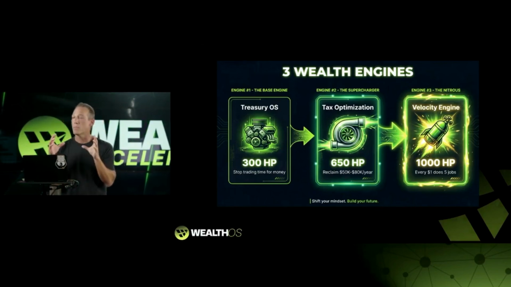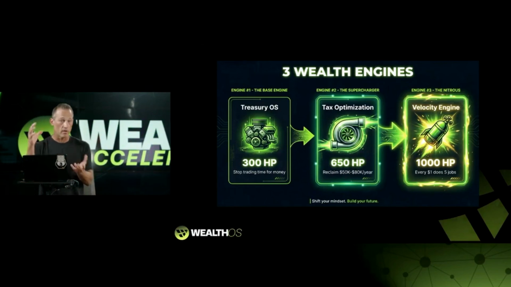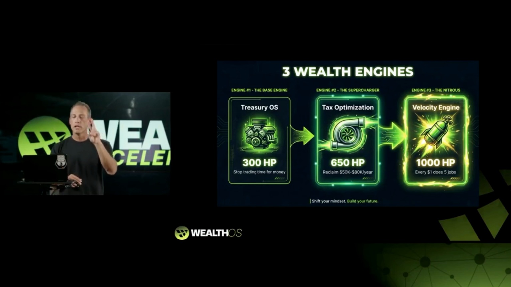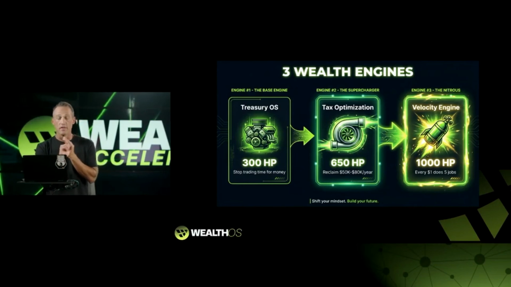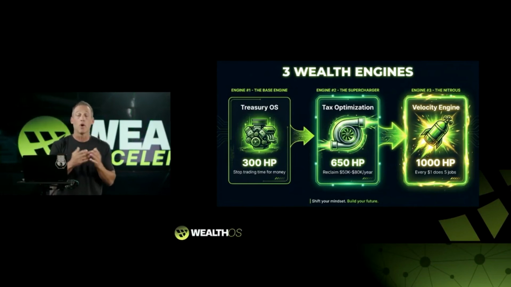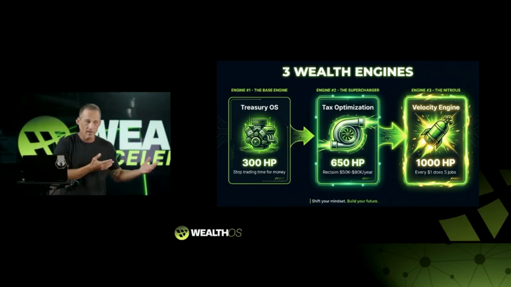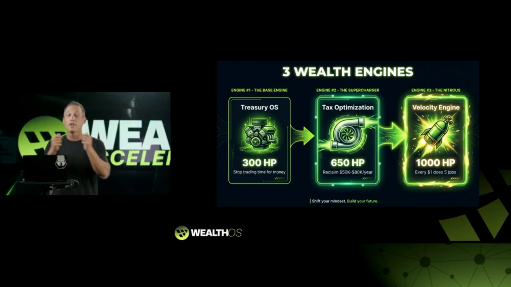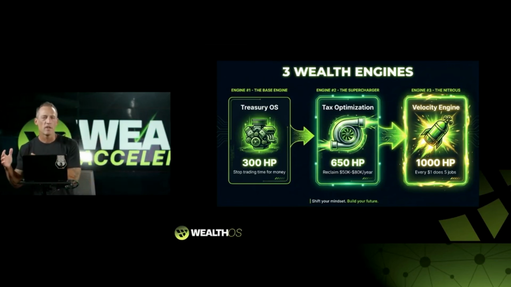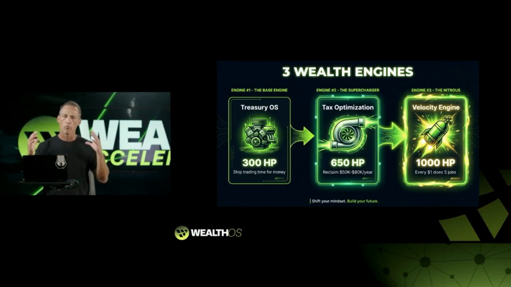Now, once we have the base motor built up and it's strong enough to handle the upgrades, engine number 2 is the supercharger. This is going to be income and tax optimization. And this is where we can reclaim, we can redirect, I don't know, 100,000, 200,000 or more per year in taxes. That's money that would have gone to the government, any government, doesn't matter what country you're in. And instead of sending it off to the government, you can invest it instead. Now, that's going to take our base motor from say 300 horsepower to 650 horsepower. We're pushing serious power. We're going really fast.